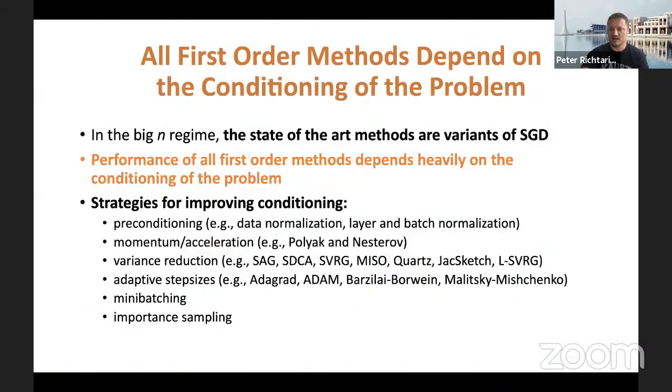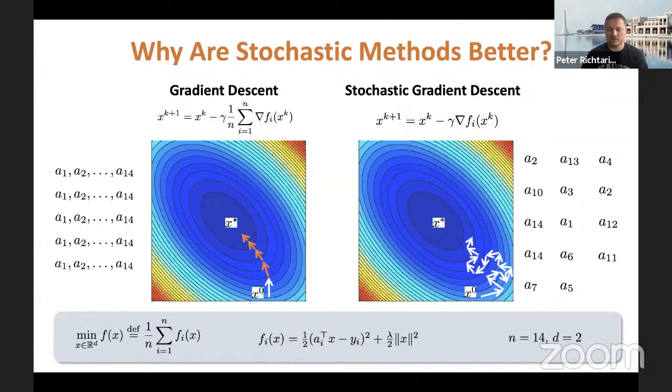But notice that by the time I go through all the 14 data points, I'm already closer than one step of gradient descent to the solution. And this is really why these methods are better. So each iteration is much cheaper, but the number of iterations goes up.